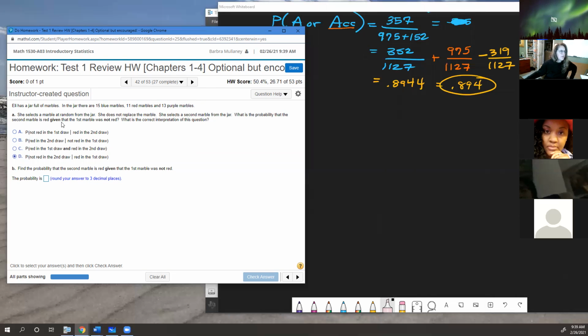So she selects a marble at random from the jar. She does not replace the marble. She selects a second marble from the jar. What is the probability that the second marble is red, given the first marble was not red?